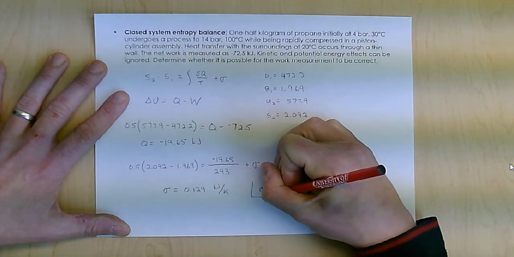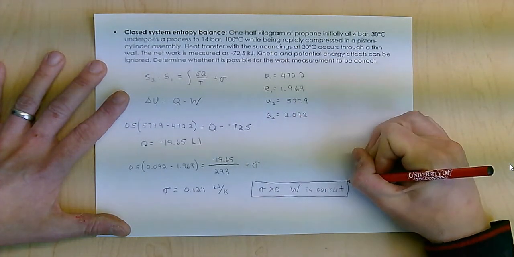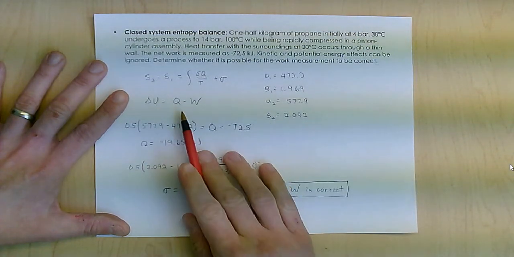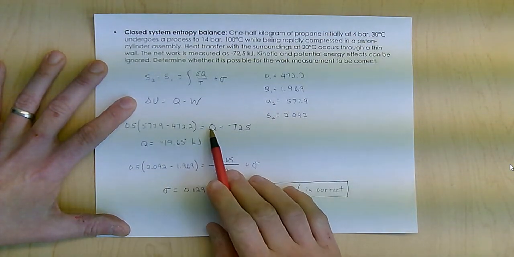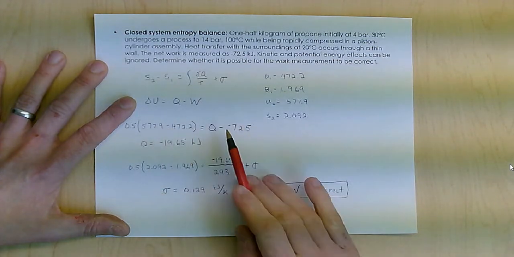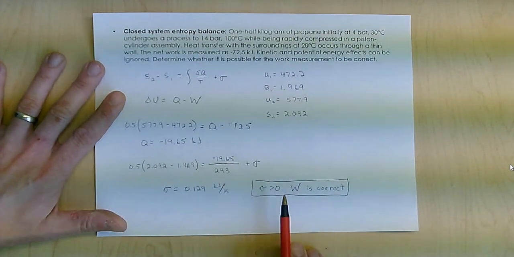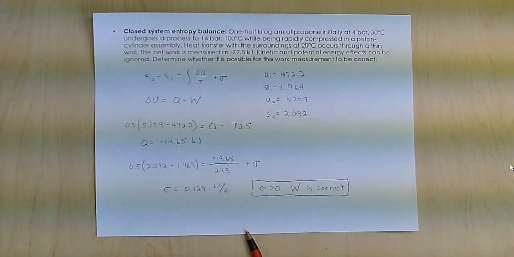Okay, so again, set your states. Look up U's and S's, and then from the first law I can calculate Q. Once I have Q, I can use my second law to calculate sigma. Sigma is greater than 0, so it is absolutely a real system.